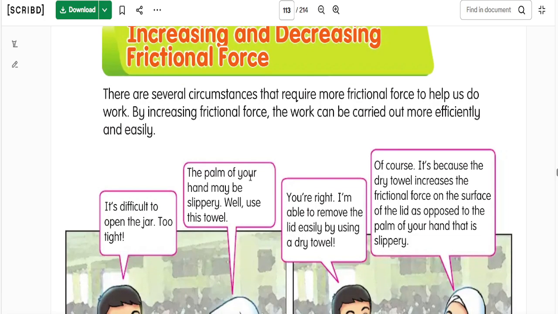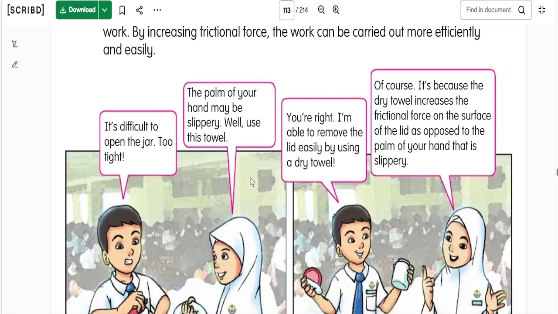There are several circumstances that require more frictional force, right? So we need to increase it, and sometimes, to make things more efficient so that we can do them easily, we need to increase frictional force. Sometimes we need to decrease it according to the requirement. So how can we increase or decrease it?